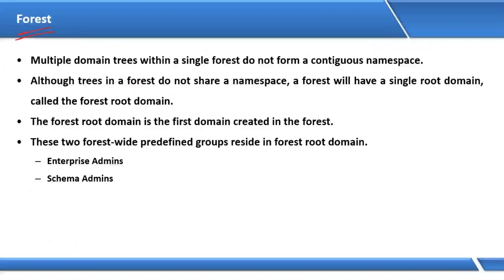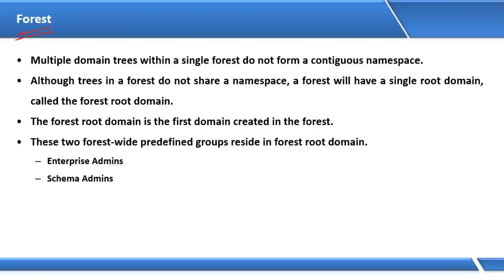So that's why you can see in the slide it is written: multiple domain trees within a single forest do not form a continuous namespace. The trees in the forest do not share the namespace, meaning zoom.com is not sharing its name with these new domains here. A forest will have a single root domain, that is called the forest root domain. And who is the forest root domain? The forest root domain is the first domain created in the forest.